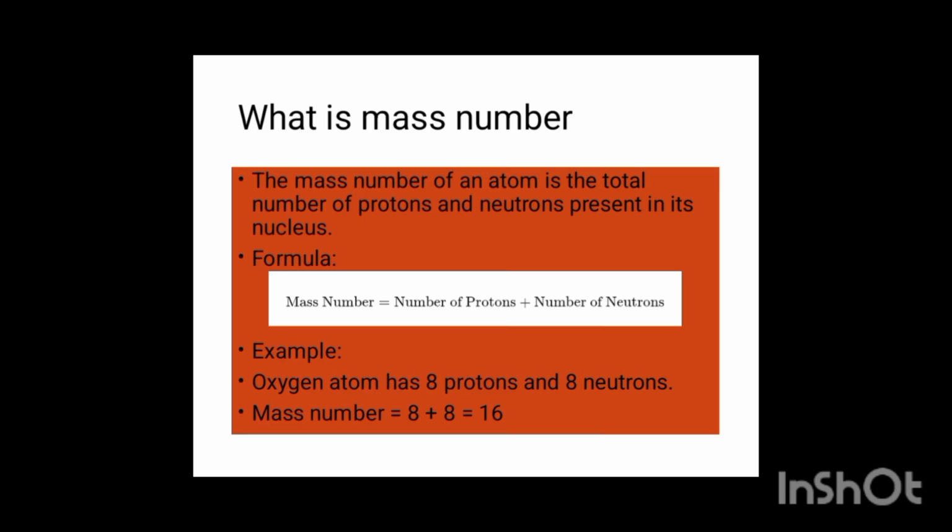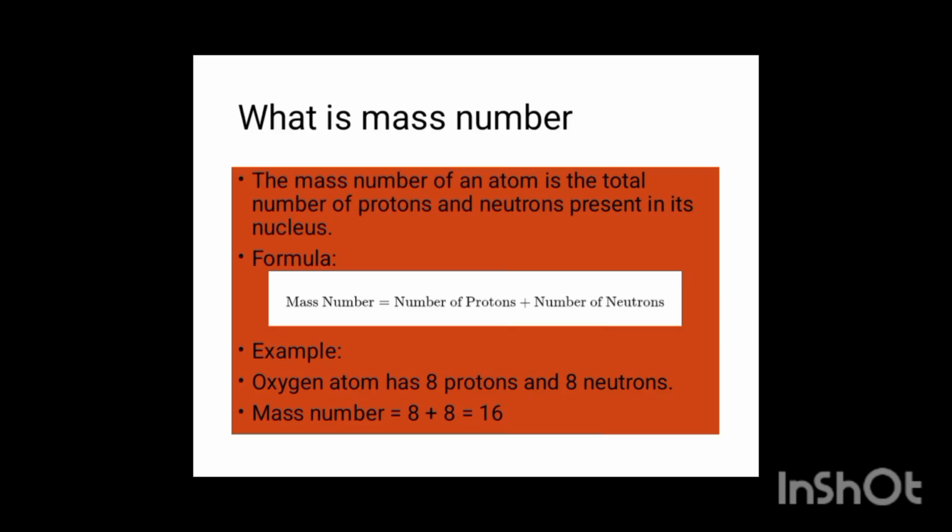Okay. What is mass number? The mass number of an atom is the total number of protons and neutrons present in the nucleus. The formula is: mass number equals number of protons plus number of neutrons. For example, oxygen has 8 protons and 8 neutrons. So what's going to be its mass number? 8 protons plus 8 neutrons, 8 plus 8 is equal to 16. That means the mass number of oxygen is going to be 16.